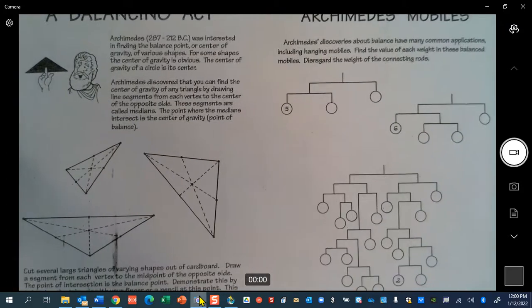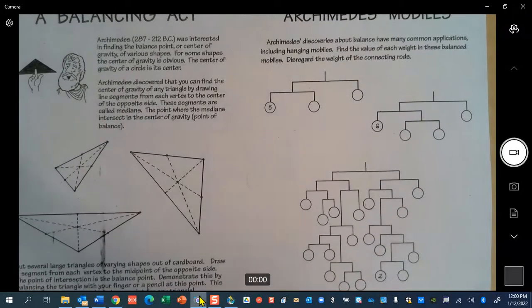Archimedes is famous for having these mobiles. Notice the one that's been floating around at the back of the room. That one was done by one of the art classes. I talked to the art teacher and asked if I could have this hanging in my room as an example, because the students had to create it so that it had this balance point.